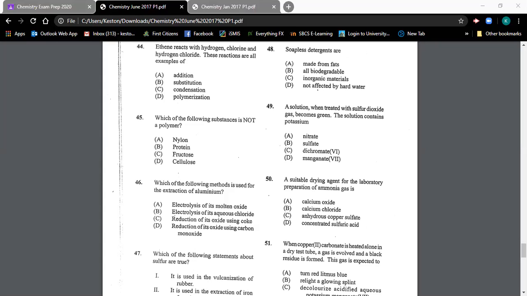Calcium oxide. Right? This is the diagram where they have the ammonium salt and the alkali, usually something like calcium hydroxide. So this is the preparation of ammonia. They have this kind of tube that connects the reacting beaker to another tube with the drying agent in it, so it could take out the water. Remember that? Yeah, calcium oxide is the drying agent. So for 50, a suitable drying agent for the laboratory preparation of ammonia gas, calcium oxide.